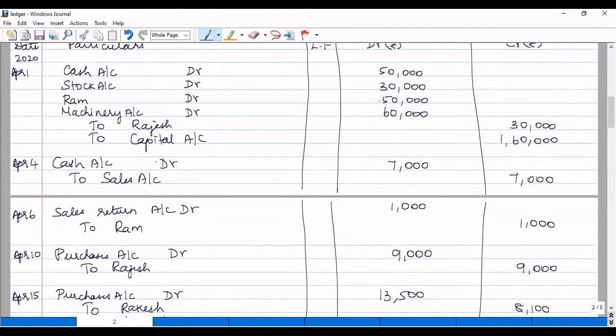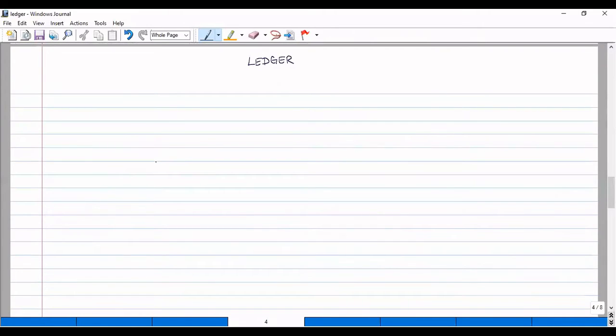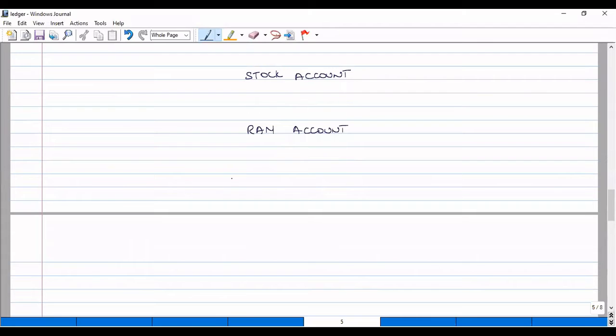We have cash account, stock account, Ram, machinery. So we'll open that. Cash account, then stock, and then Ram, and machinery account.